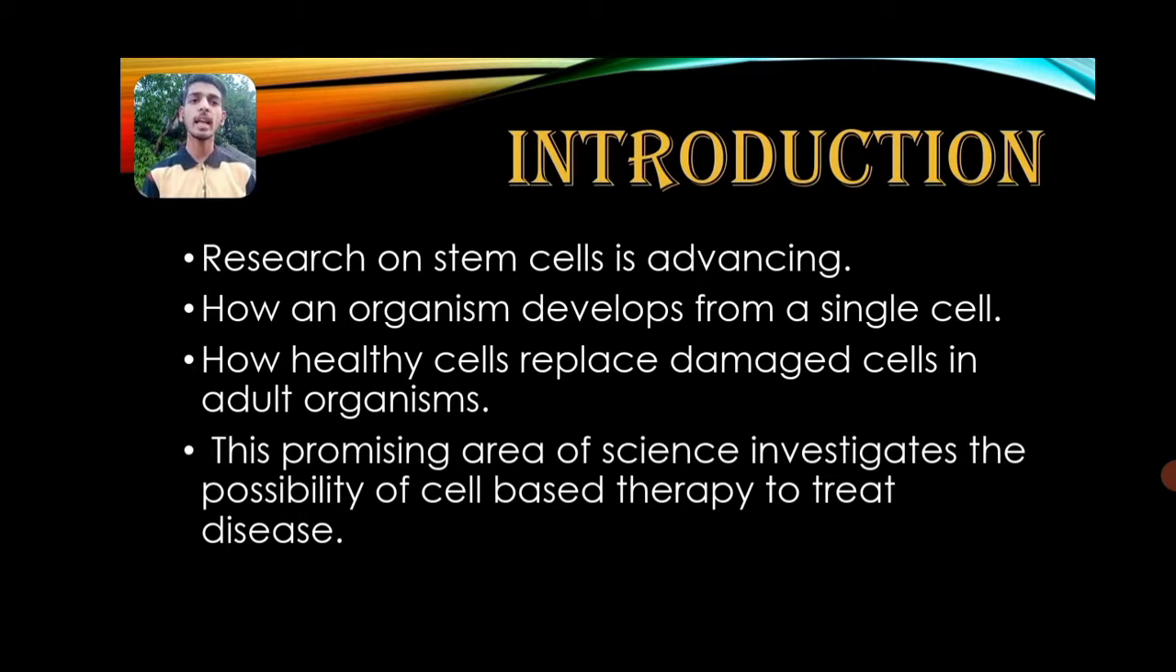Research on stem cells is advancing for the future as well, and is currently trending. So how does an organism develop from a single cell? Stem cell therapy has one principle only, that the entire organism develops from a single cell. This is nothing but the totipotency principle. The one cell develops the entire organism. So how do healthy cells replace damaged cells in the adult organism as well?